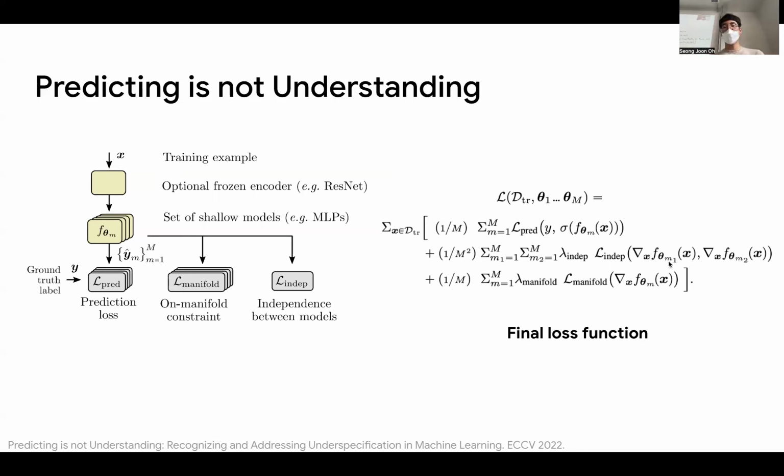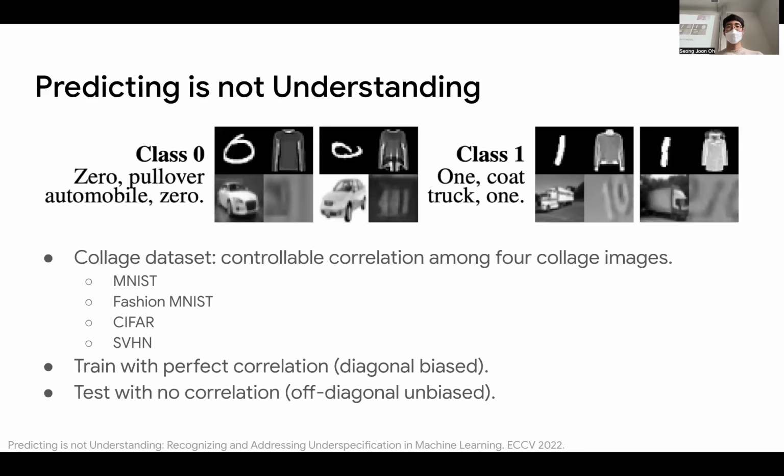And then for every gradient, you put additional regularization, making sure that they are lying on the tangent space of the manifold. That's it. And you train it. And hopefully that generates a diverse set of models. And this is the result.